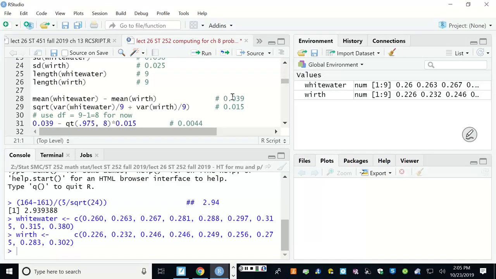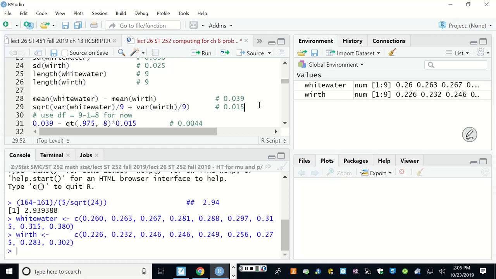So with a difference of 0.039 and a standard error of 0.015, is this a significant result? The absolute difference from 0 is 0.039. One standard error is 0.015, so this is more than 2 standard errors away. So it's significant. It's 2 point something standard errors away.